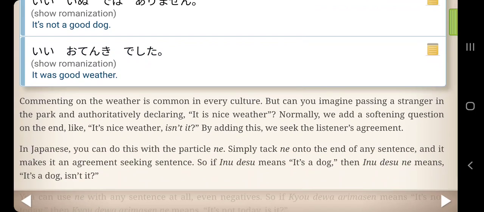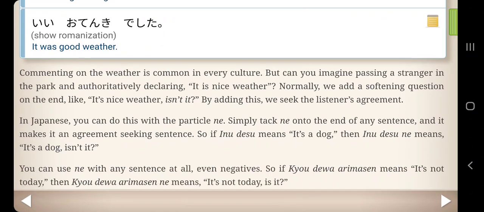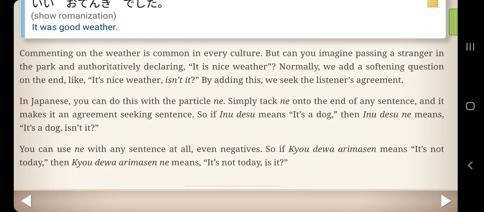Commenting on the weather is common in every culture, but can you imagine passing a stranger in the park and authoritatively declaring, it is nice weather? Normally we add a softening question on the end like, it's nice weather, isn't it? By adding this, we seek the listener's agreement. In Japanese, you can do this with the particle ne. Simply tack ne onto the end of any sentence, and it makes it an agreement-seeking sentence. So if inu desu means it's a dog, and inu desu ne means it's a dog, isn't it? You can use ne with any sentence at all, even negatives. So if kyo de wa arimasen means it's not today, then kyo de wa arimasen ne means it's not today, is it?